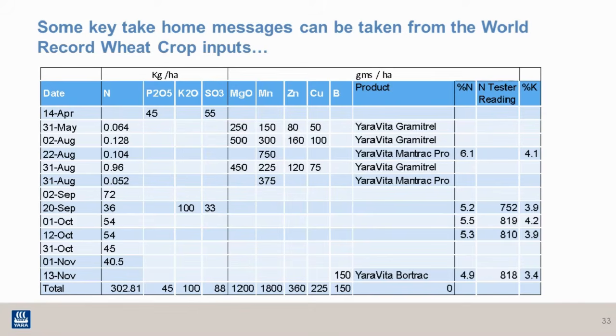And then finally, as we've mentioned, potassium being really fundamental. Then they put a nice application of potassium in the spring to really, again, help drive that crop growth and development through the critical period. So some really good lessons that come out of that, even though we might not all achieve that 17-tonne crop.